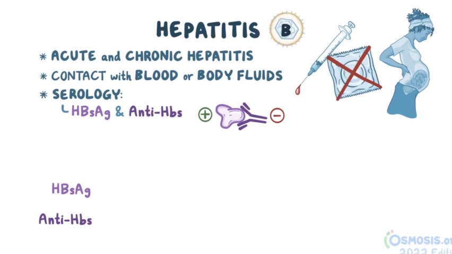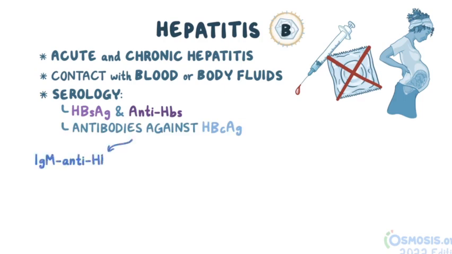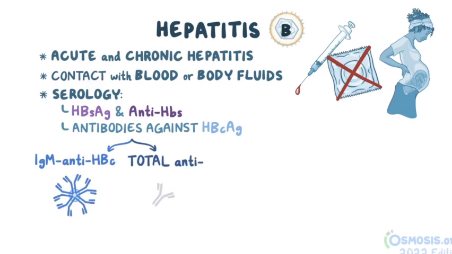After looking at hepatitis B surface antigen and anti-HBs, the next step is to look at antibodies made against hepatitis B core antigen. There's IgM anti-HBc, which is IgM antibodies against hepatitis B core antigen, and there's total anti-HBc, which is total antibodies against hepatitis B core antigen, mostly made up of IgG antibodies. Neither of these rises with the vaccine.